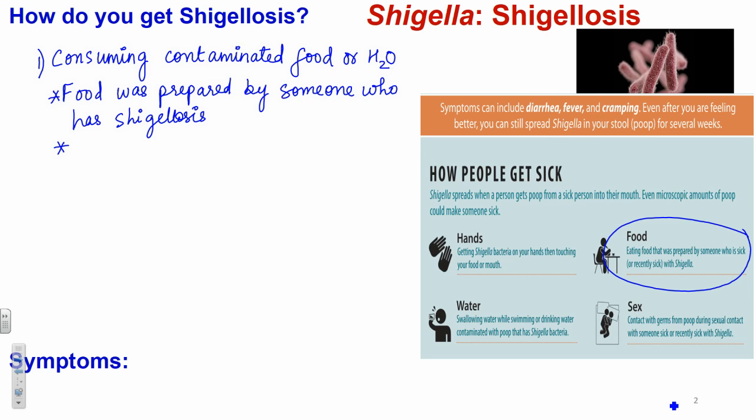The second way food can get contaminated is by the fecal to oral route. So right here you can see it tells you getting Shigella bacteria on your hands then touching your food or mouth. So if you touched any object or any surface that is contaminated, like toys or bathroom fixtures or changing tables, diaper pails, and then you touch your mouth or your food, then you can get the Shigella infection.